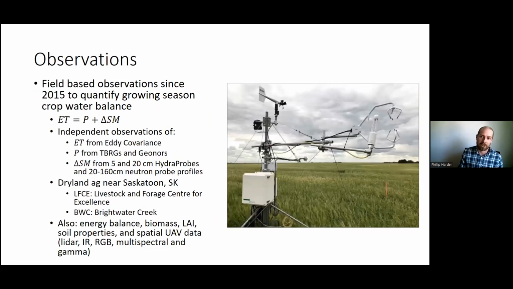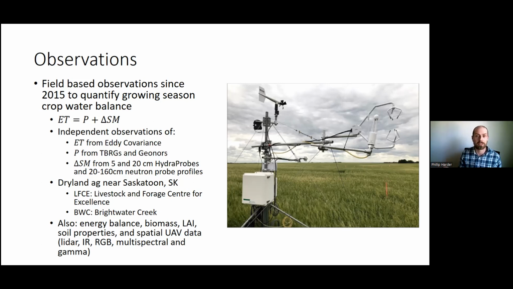So starting with the observations, this is worked through the Global Water Futures Program, Ag Water Futures Project specifically. And so since 2015, we've been collecting data at a number of sites near Saskatoon. And the main focus of them that I'm presenting here is quantifying the growing season crop water balance.